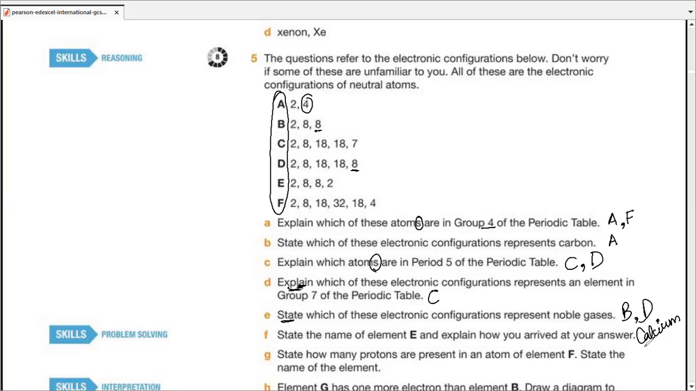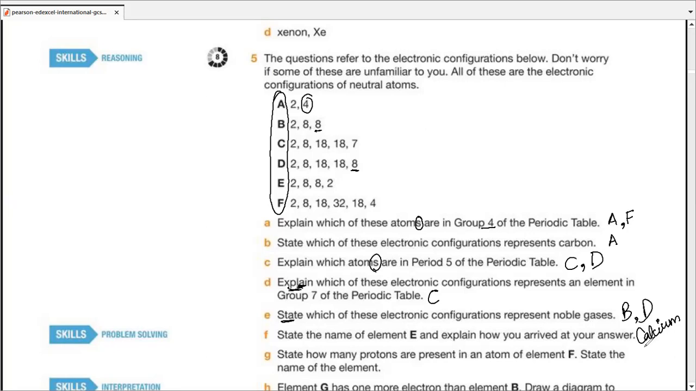And that's how you landed at the right element, because it was exactly period number 4 and group number 2. And the only element at that position is calcium, right? That's a very good explanation to this question.